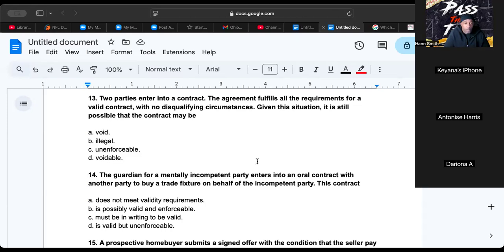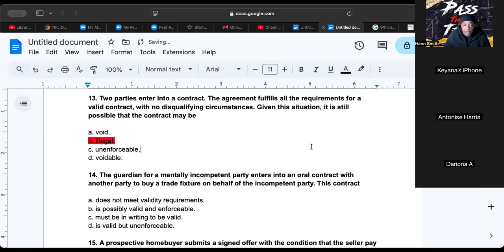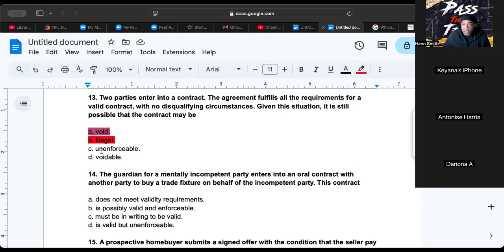Let me get rid of illegal. I'm gonna get rid of an easy one, so y'all can't choose that one. That's too easy. So that leaves also A. Get rid of A. Now that's a great elimination, because it says two parties in a contract. The agreement fulfills all the requirements for a valid contract. So as soon as it does that, we know it's not void. Period. With no disqualifying circumstances, given the situation, it is still possible that the contract may be, is it unenforceable or voidable?